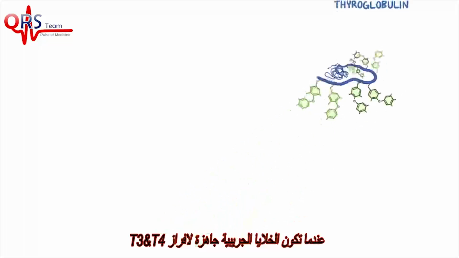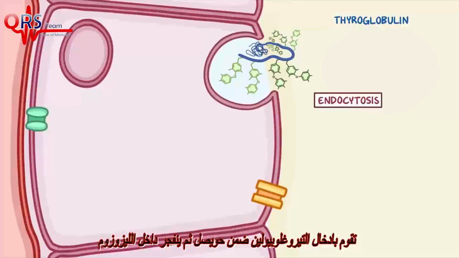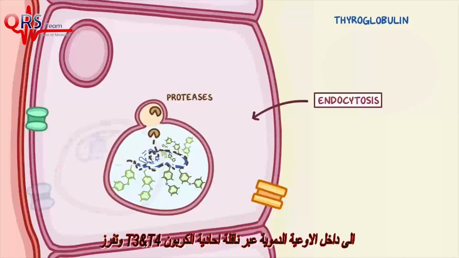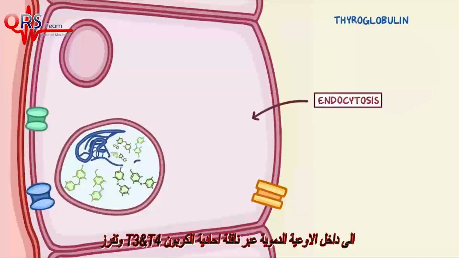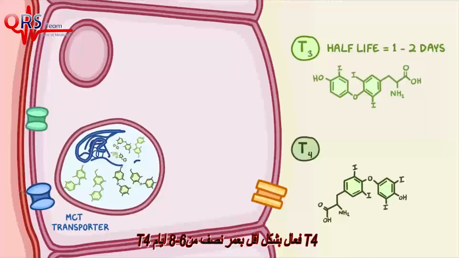When the follicular cells are ready to secrete T3 and T4, they endocytose the thyroglobulin into a vesicle, which then fuses with the lysosome. Here, thyroglobulin is cleaved by proteases, and T3 and T4 are released right into the bloodstream through the monocarboxylate, or MCT, transporter. T3 is the highly active form, with a half-life of 1 to 2 days, while T4 is much less active and has a longer half-life of 6 to 8 days.